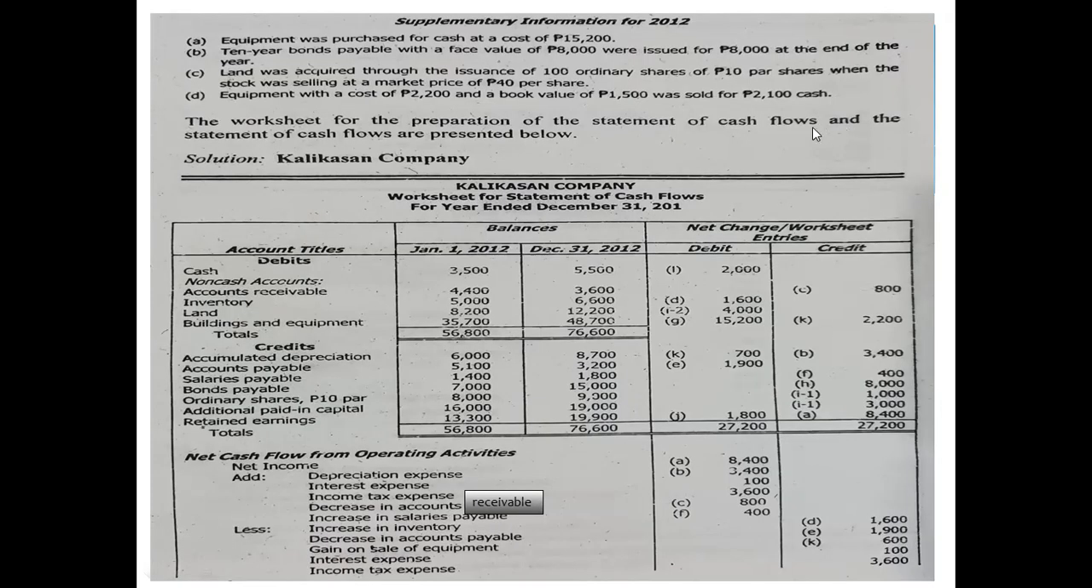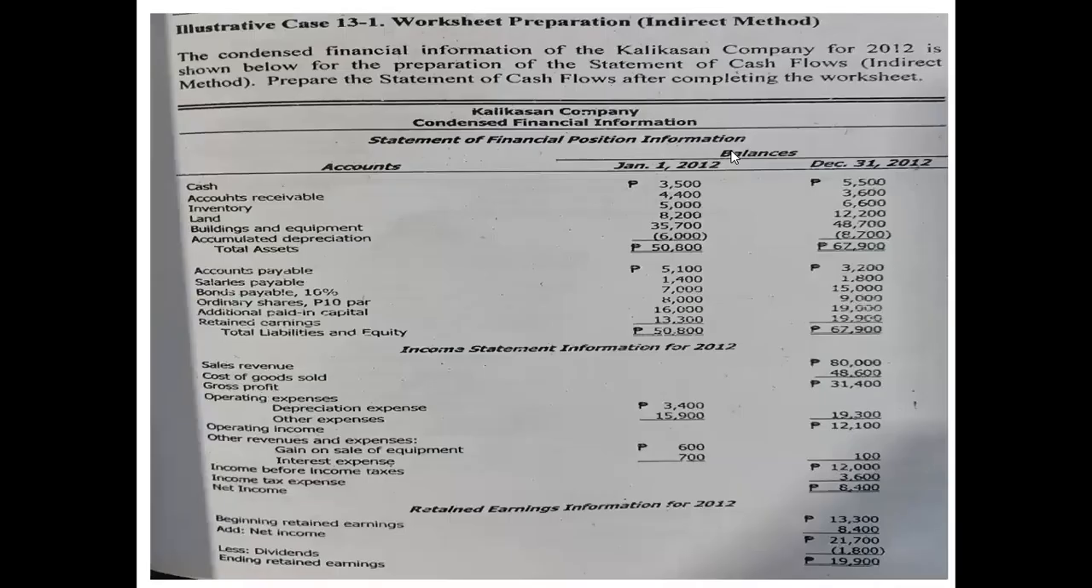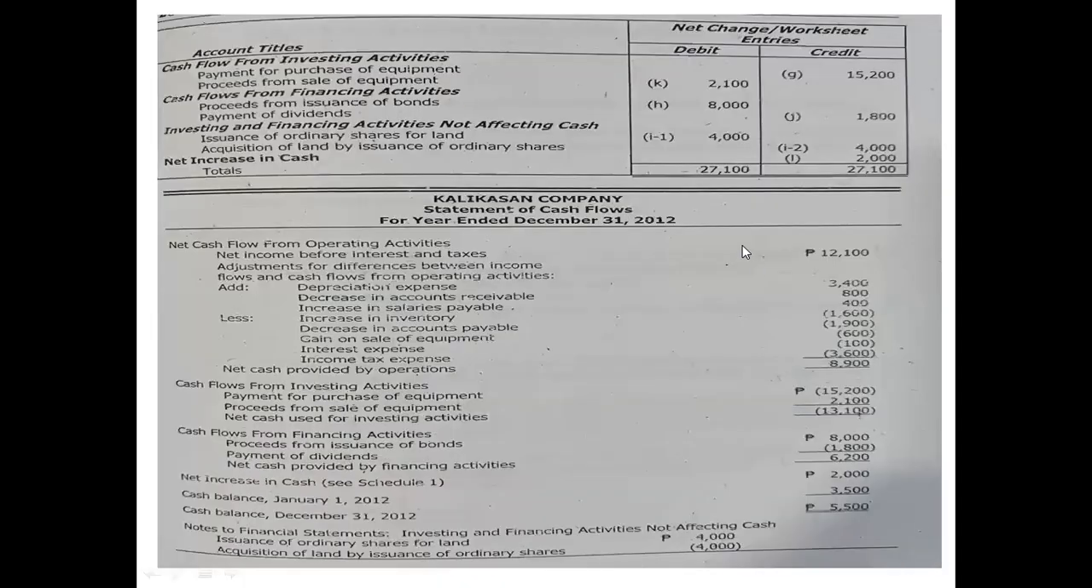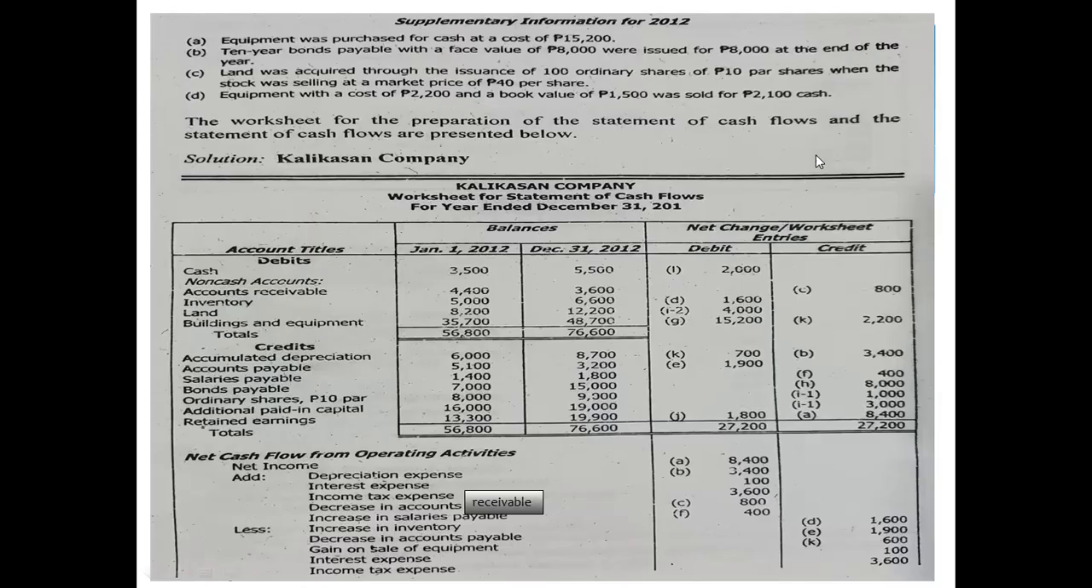Okay, so that's payment of dividends here, less dividends payment. You can see that in the retained earnings information, dividends of 1,800. And then issuance of ordinary shares for land, 4,000 you debit, and then acquisition of land, 4,000 you credit.